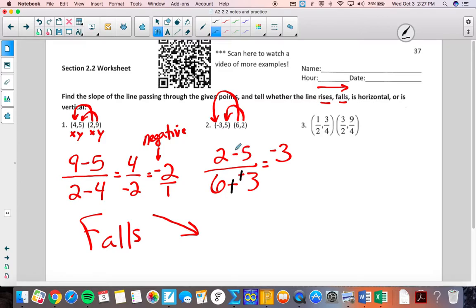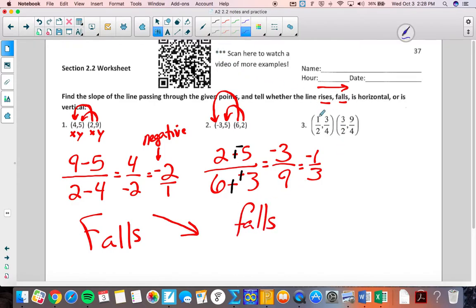In fact, up on top here, 2 minus 5, if you want to add the opposite as well, you could. You also get negative 3. On the bottom, 6 plus positive 3 is 9. This simplifies to negative 1/3. And so again, this is a negative slope, so the line falls.